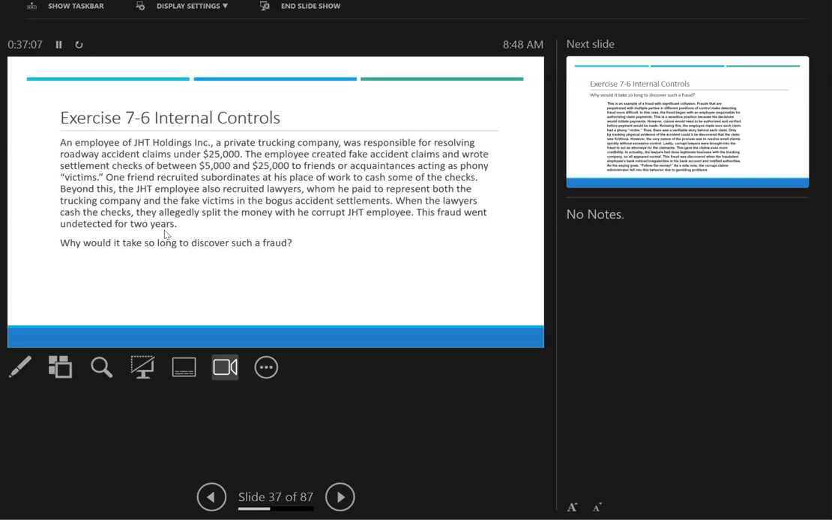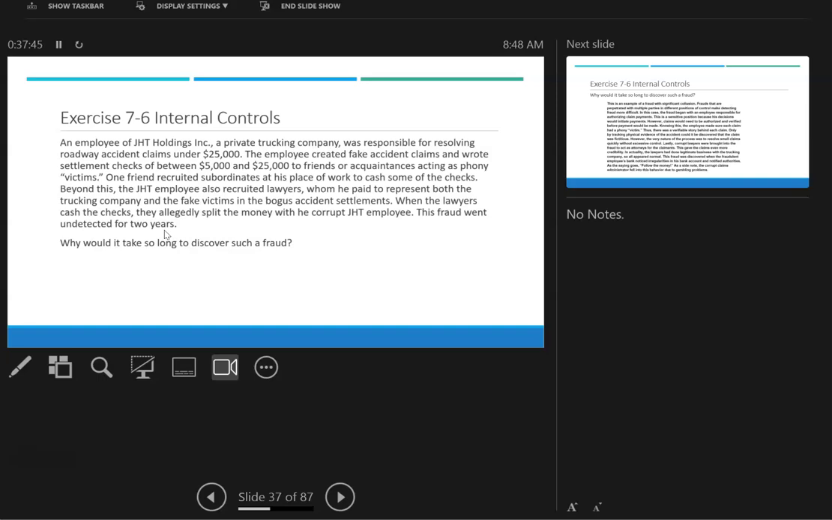An employee of JHT Holdings, a private trucking company, was responsible for resolving roadway accident claims under $25,000. The employee created fake accident claims and wrote settlement checks of between $5,000 and $25,000 to friends or acquaintances acting as phony victims. One friend recruited subordinates at his place of work to cash some of the checks.